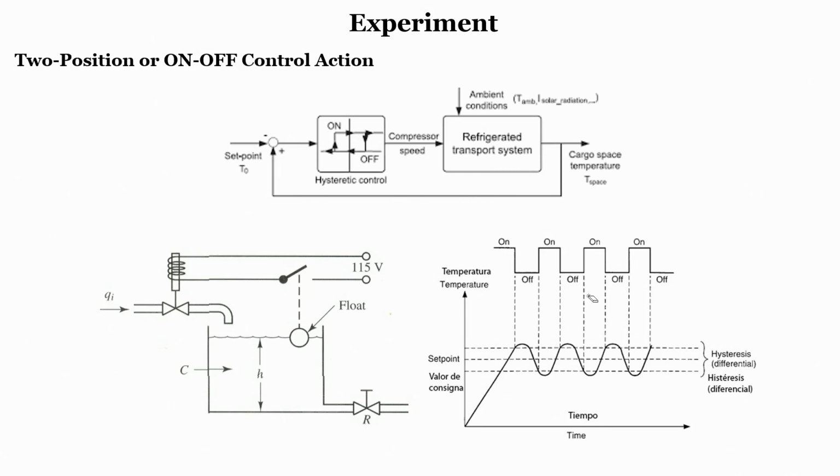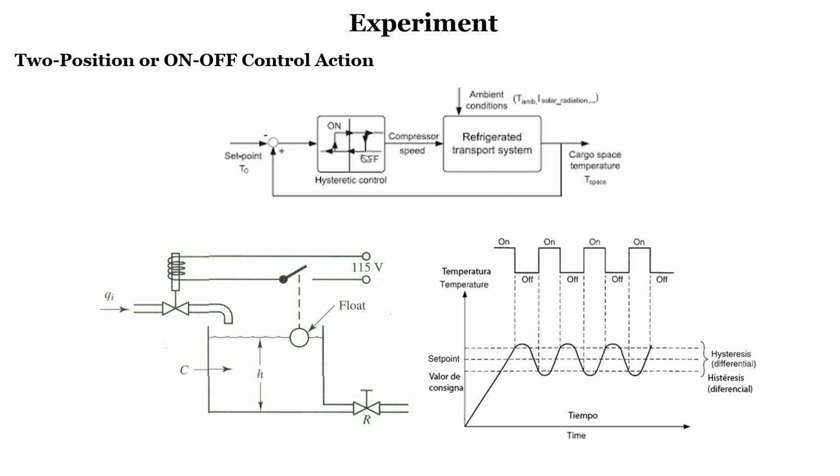Now, let us see the two-position on-off controller. Here, again, it is a hysteresis control, for the compressor or speed and refrigerated transport system. There is an ambient condition that we have to take into the picture, and then there is a cargo space temperature. This is the feedback given to the error. Like I said, this is the set point at which we want to have the temperature of the system, and whatever the error is, based on that the error is fed to the hysteretic control.